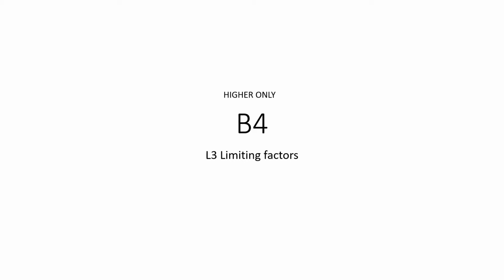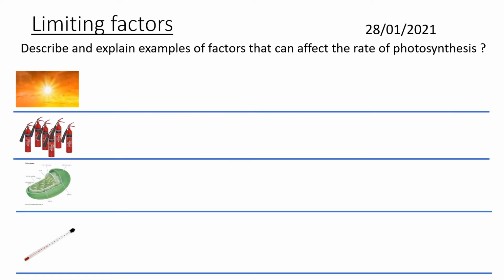This is a GCSE Biology presentation looking at limited factors and the AQA higher only sections. To get started, describe and explain examples of factors that can affect the rate of photosynthesis. There are some pictures there to help you. Pause the presentation, come up with your answer, and restart the presentation whenever you're ready to check your work. Make sure you describe and explain to get the maximum number of marks.